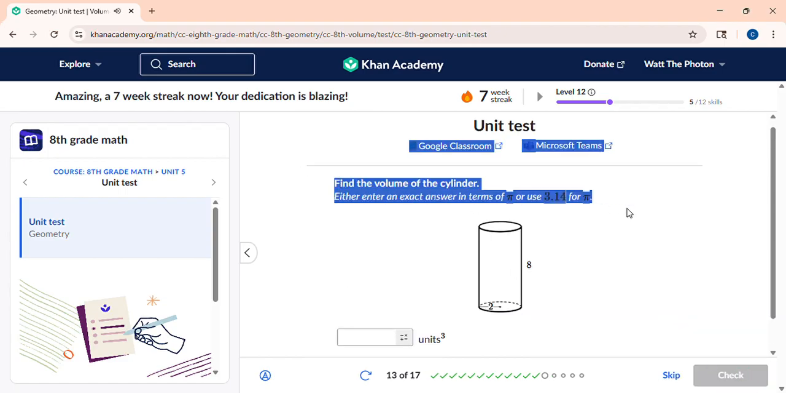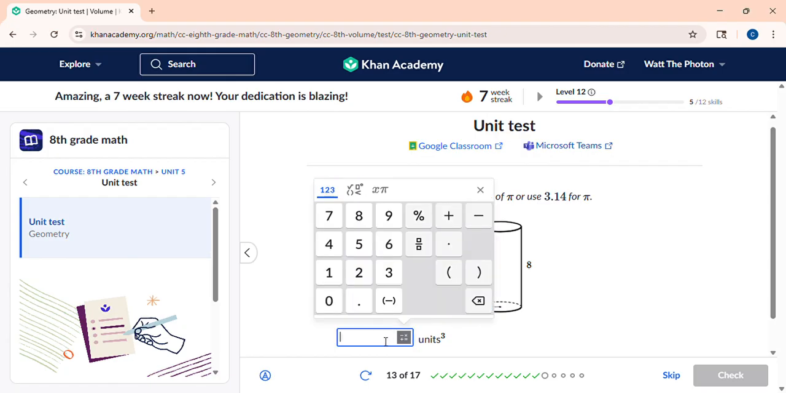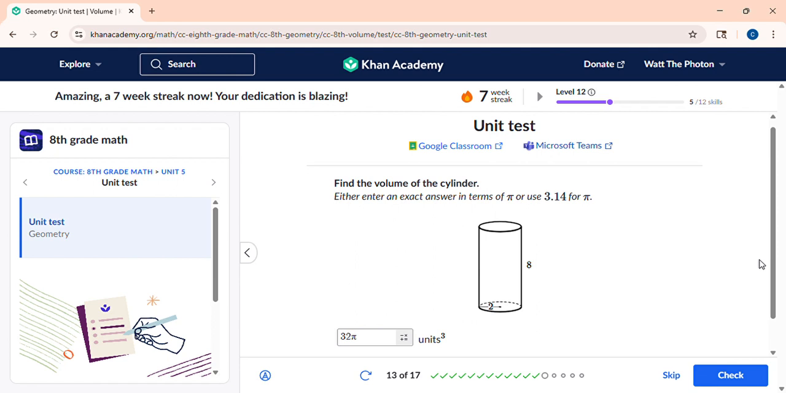Yay! Find the volume of the cylinder. So we're going to have pi, so that's going to be the area of the circle, times height. So pi r squared h is equal to V. So pi times 4 times 8, so 32 pi. That seems right. 2 squared times 8 times pi.